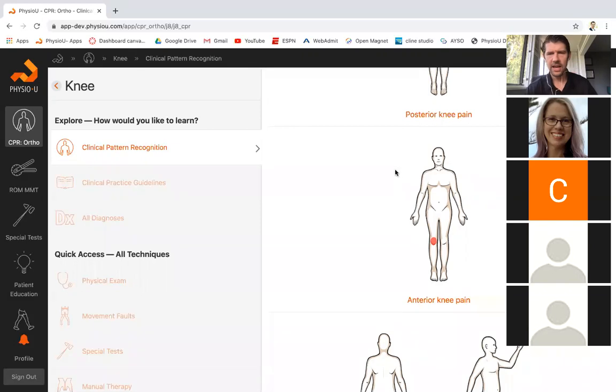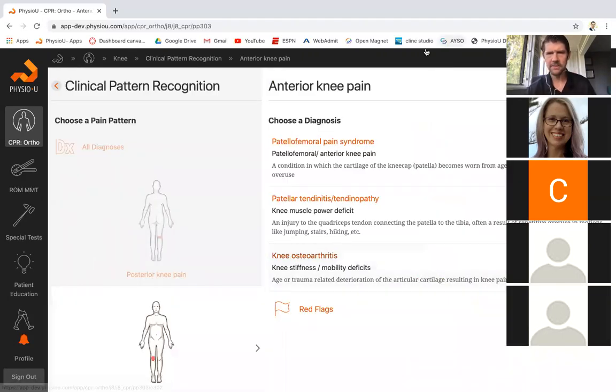Good. So if we click on anterior knee pain, patellofemoral, patellar tendonitis, great, knee OA, you guys nailed all those. You even put in a lot of the much less common ones. Someone put in bursitis, meniscus, definitely a common one that can cause anterior knee pain. We think of that more as medial or lateral joint line pain because it's one or the other, but in the clinic we definitely see it as anterior knee pain as well.